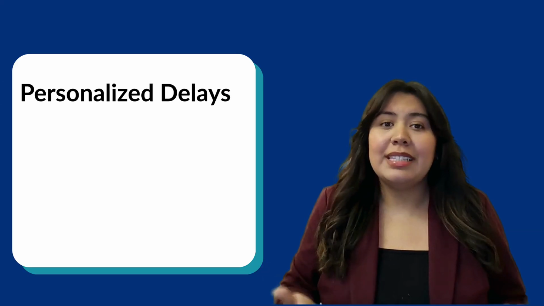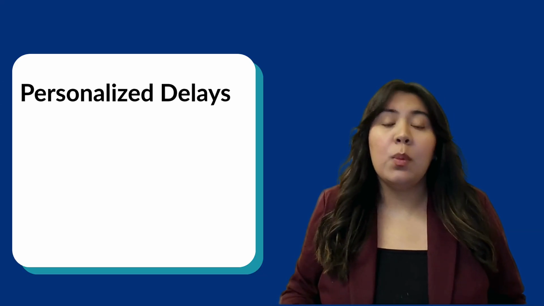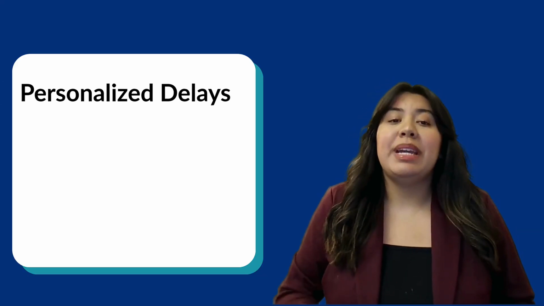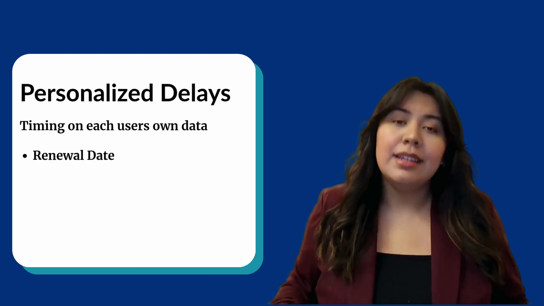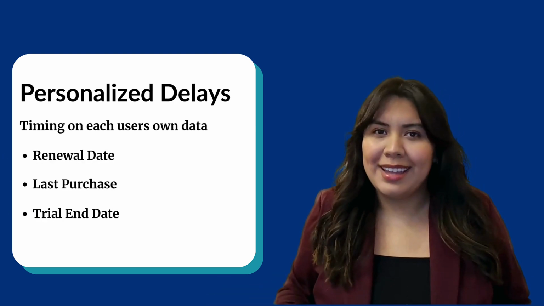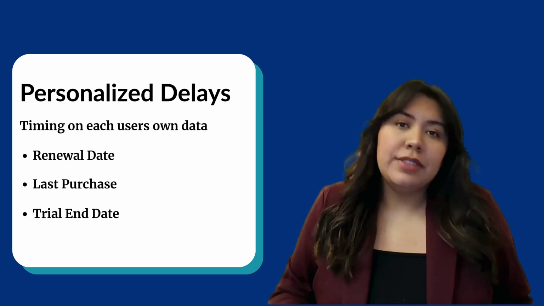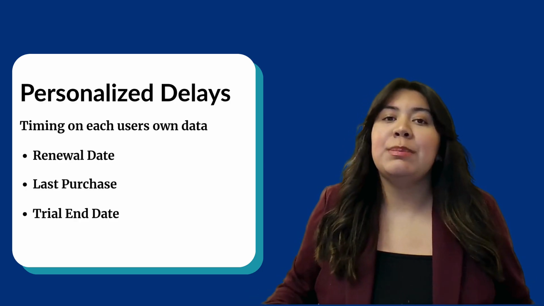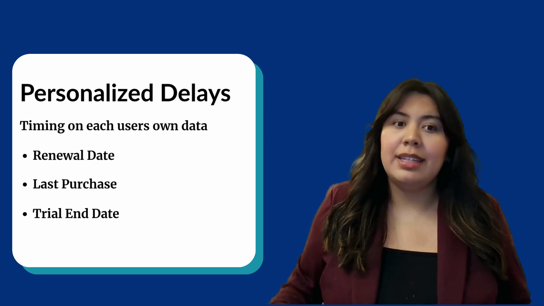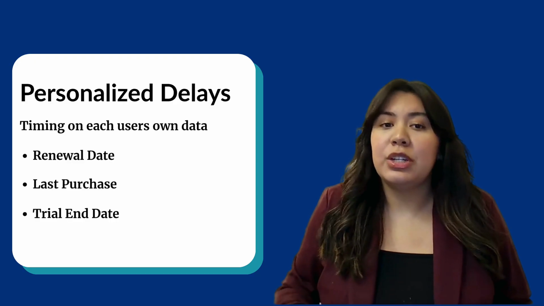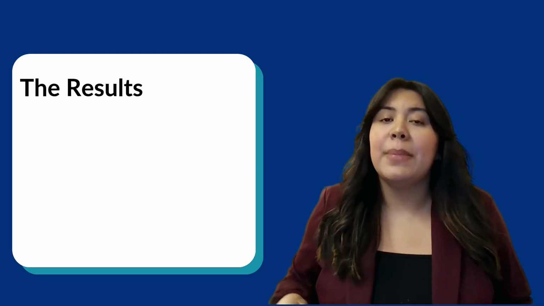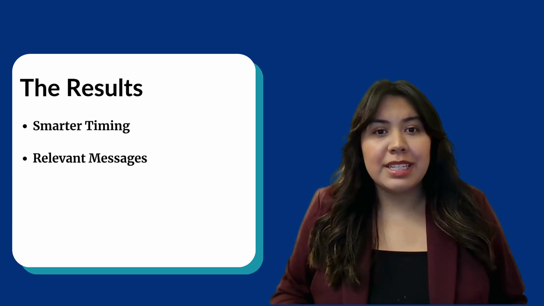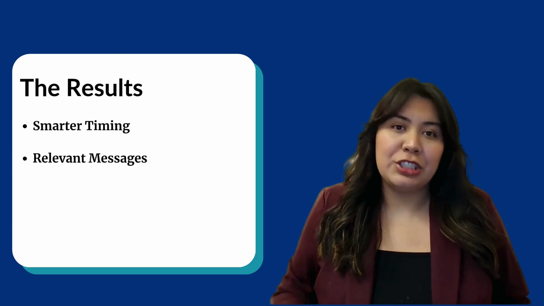That's where personalized delays come in. Instead of setting up one static delay, you can base message timing on each user's own data, like their renewal date, last purchase, or trial end. You can even apply an offset, like sending messages 3 days before a user's renewal date. It's personalization, not just in what you say, but when you say it. And the results? Better timed, more relevant messages that feel tailor made for each of your customers.